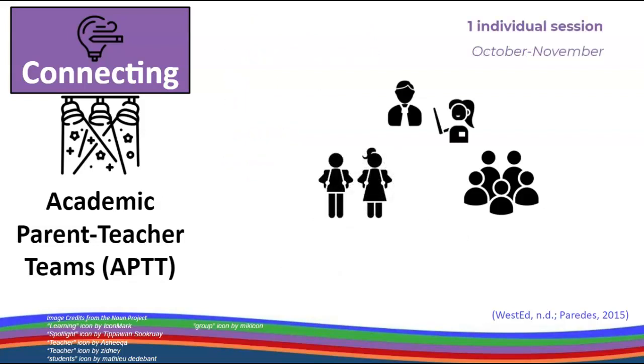The individual session is generally held sometime in October or November. During this meeting, the participants discuss the students' progress both at home and at school and co-create an action plan to support the students' continued growth.